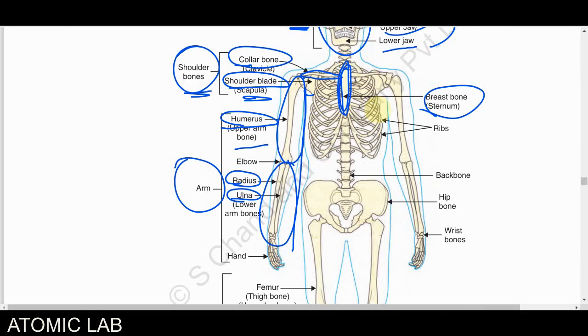Okay, ulna, let's say it. So the lower arm is generally made of two bones. Radius is the thicker bone compared to the ulna. So you will see radius will be thicker. Comparatively, ulna is much thinner.